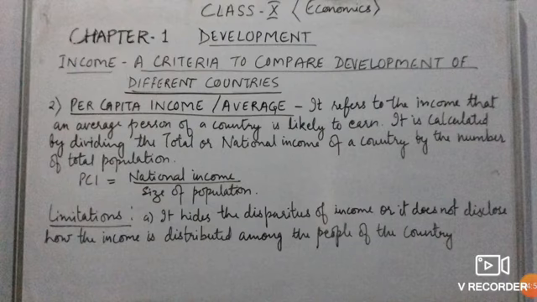Again, there are certain limitations of using per capita income or the average method as criteria to compare the development of different countries. First one is it hides the disparities of income, or it does not disclose how the income is distributed among the people of the country. This is very true. If we are taking per capita income as a criteria, then we do not have a clear picture of how many people in one nation, what is their exact income. We are just taking an average of their income, right? So it does not show the clear picture.